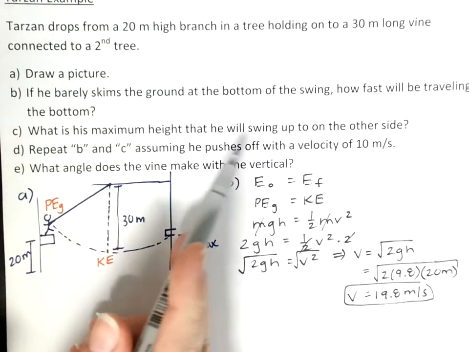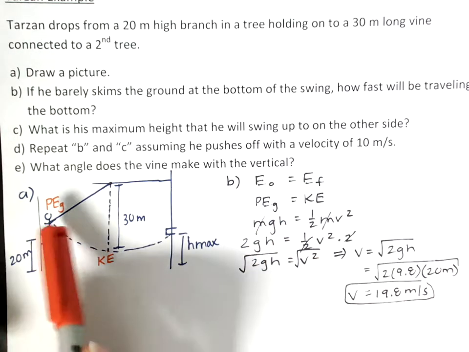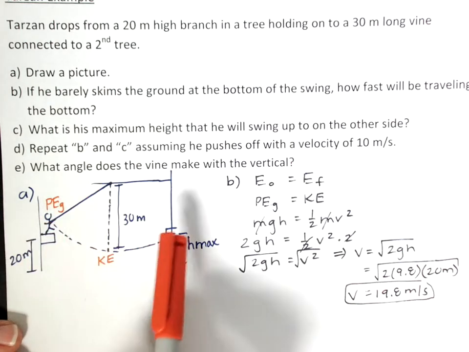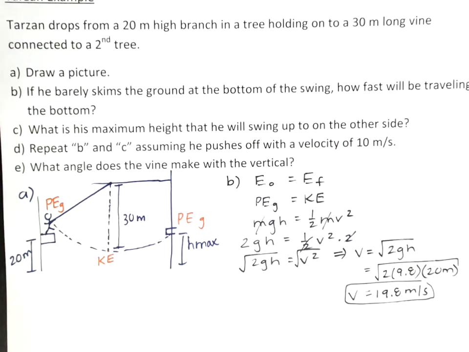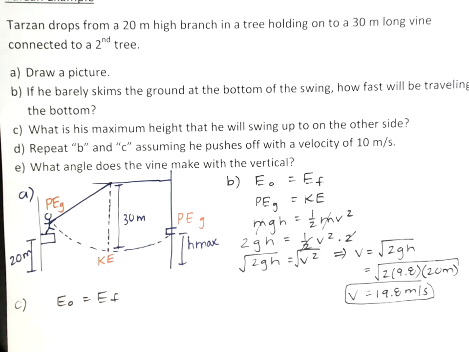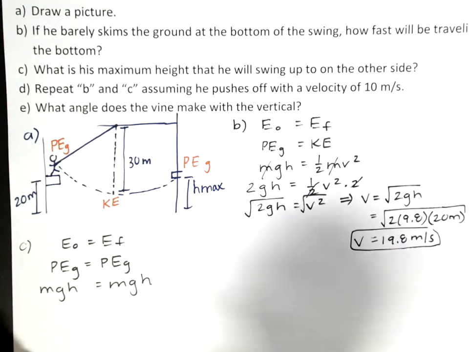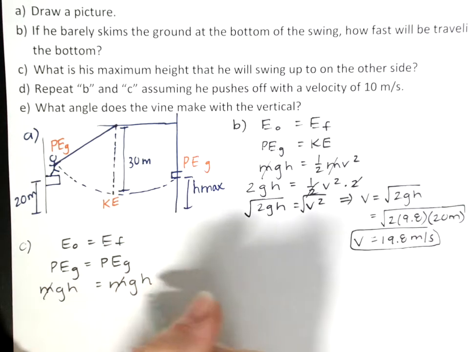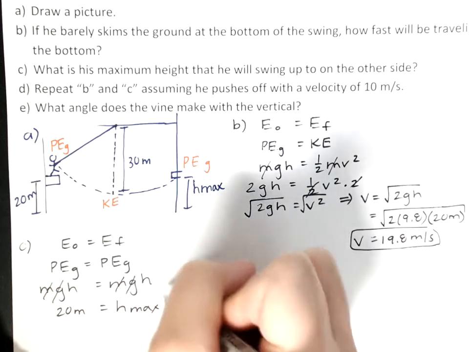What is his maximum height that he will swing up to on the other side? So we want to figure out what is this H max. Well, we know down here at the beginning he has potential energy, gravitational, and at the very end he's going to convert that energy back into potential energy, gravitational. So our equation is energy initial equals energy final. He has potential energy, gravitational at the beginning, and he has potential energy, gravitational at the end. mgh is equal to mgh. Once again, our m's will cancel. Gravity is 9.8 on both sides, that cancels. So you'll notice that this 20 meters on the left-hand side must be the H max on the right-hand side.